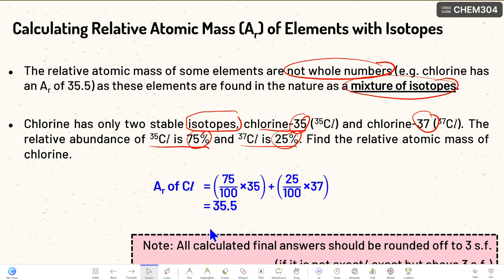So all calculated final answers should be rounded off to 3SF if it's not exact, or above 3SF. If it's exact, like for example 1.2, leave it as 1.2, right? If it's 2, then leave it as 2. Anything that is more than 3SF will be rounded to 3SF.